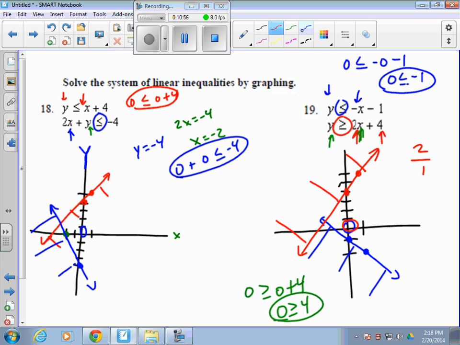So your overlapping area, if you continued this line, would be where these two overlap here. Just like your overlapping area for number 18 would be in this overlapped area here. So any point that falls in there would make a solution.